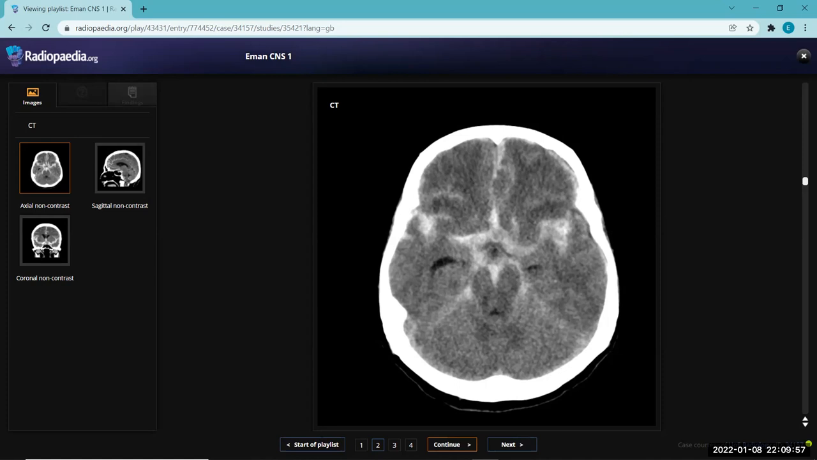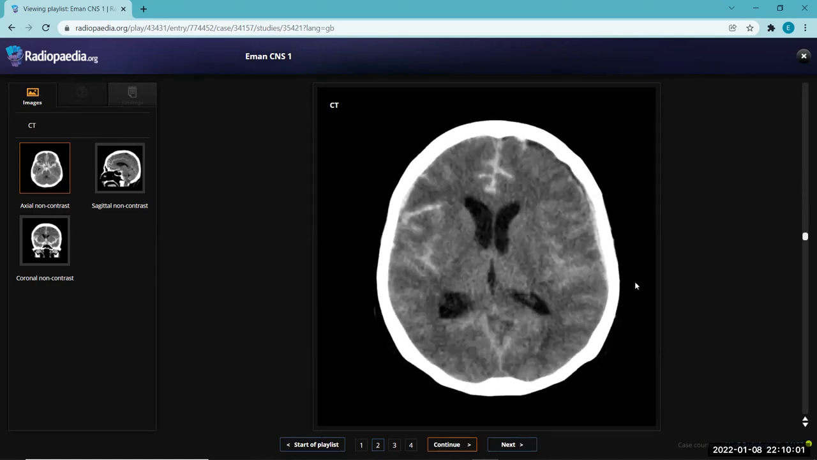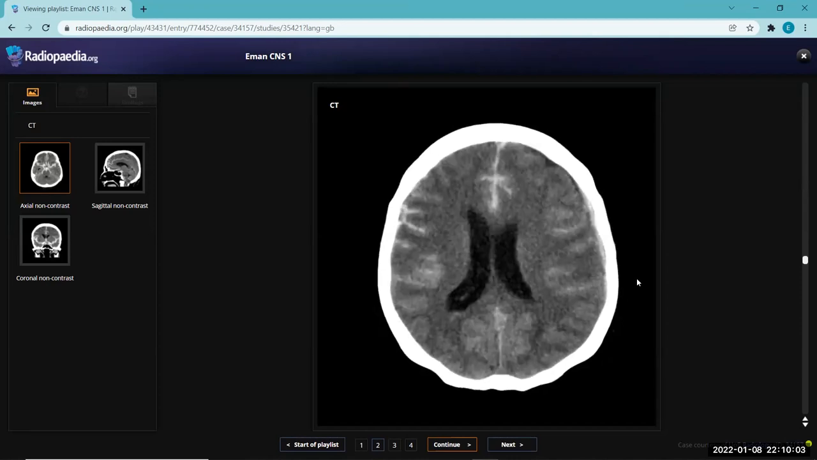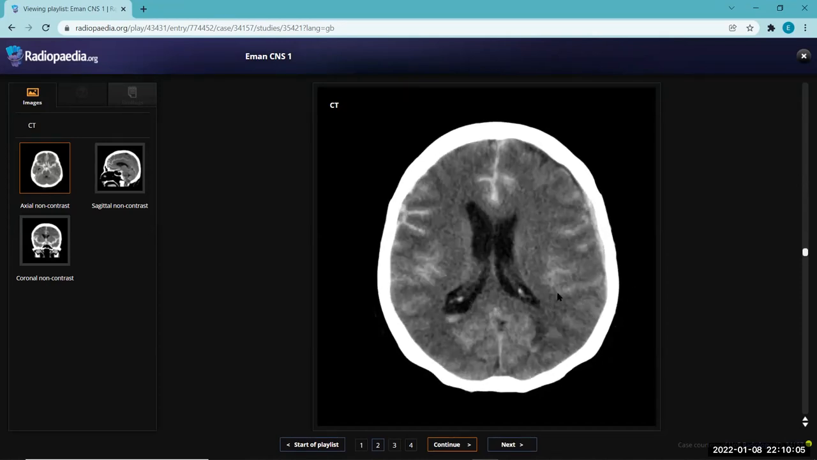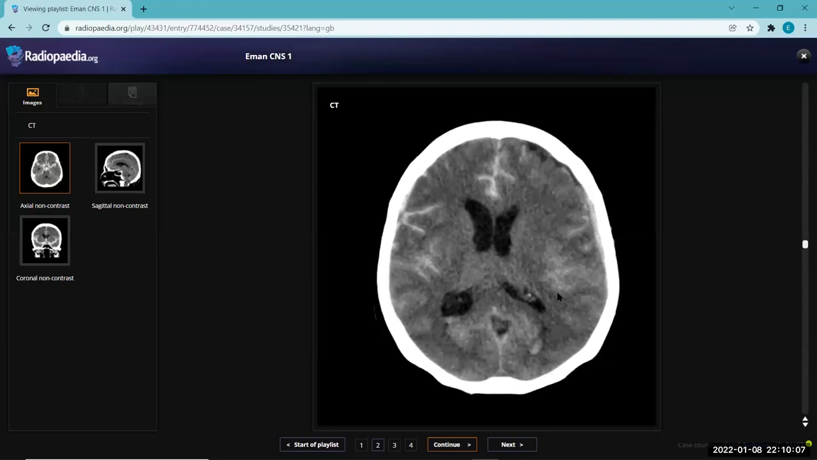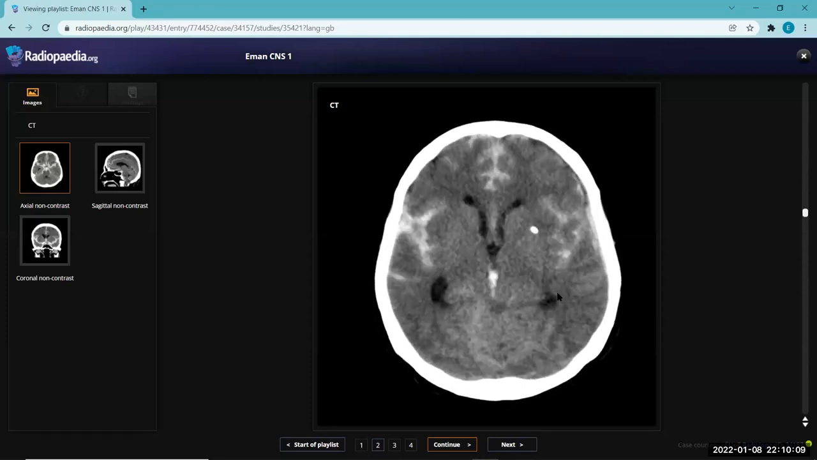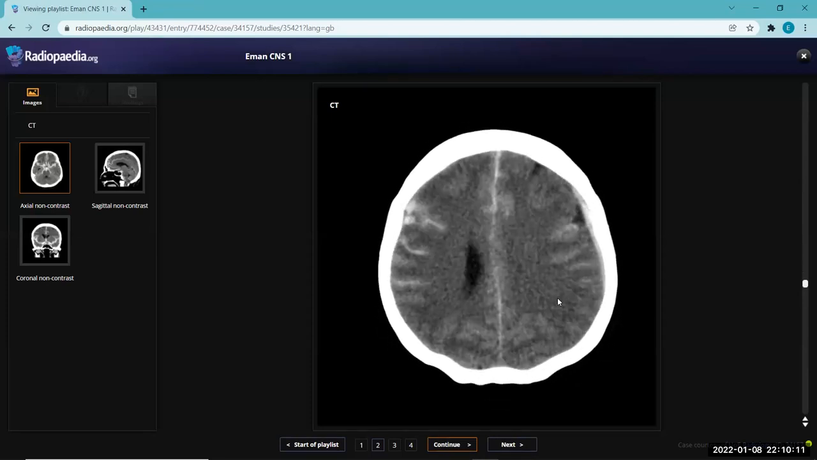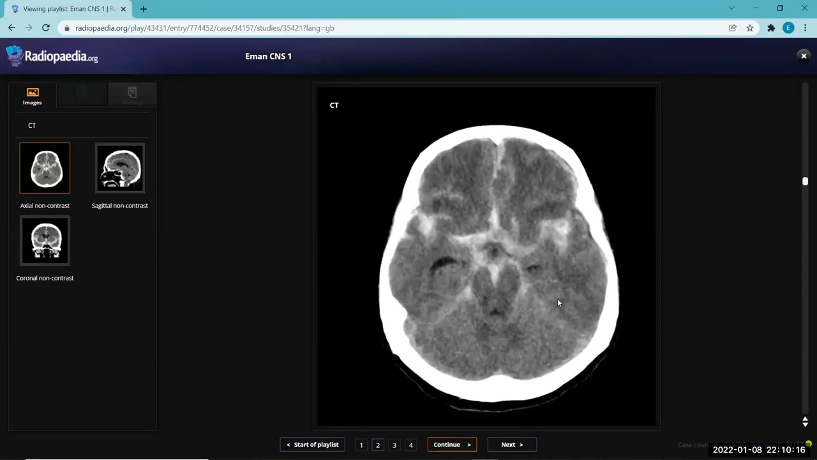Is there any intraventricular extension? Let me have a look. So yeah, in the posterior horn of the right lateral ventricle, I think there is some hyperattenuation. Other than that, I don't see any evidence of intraventricular extension.